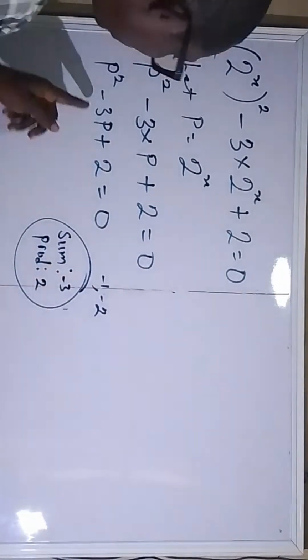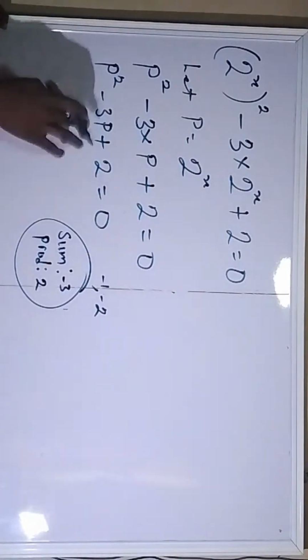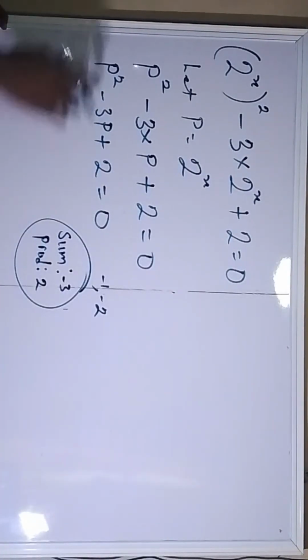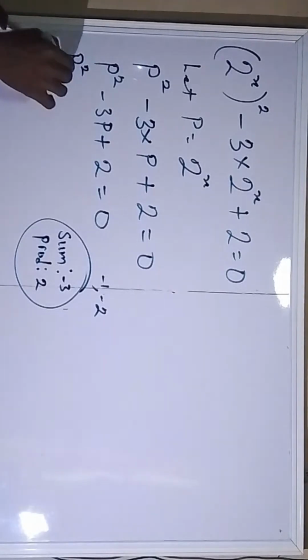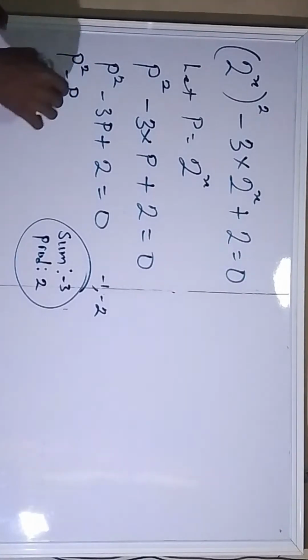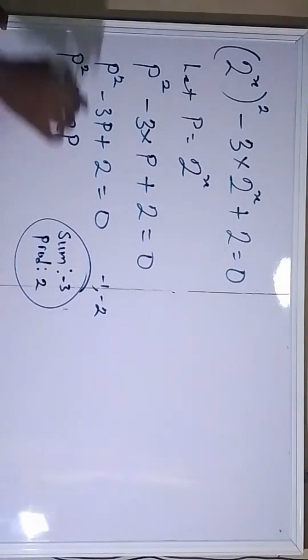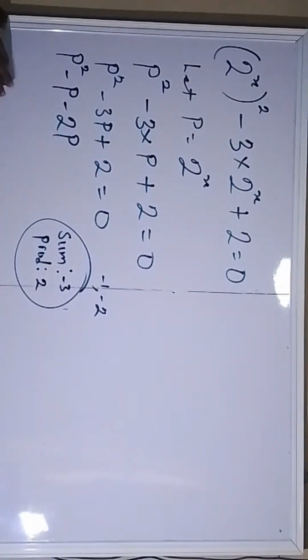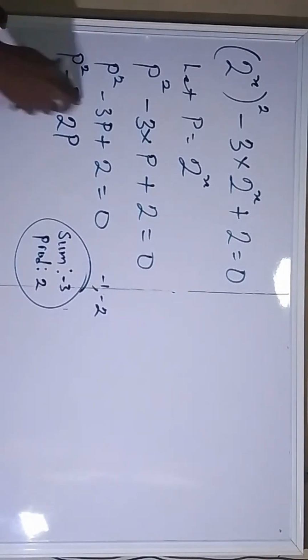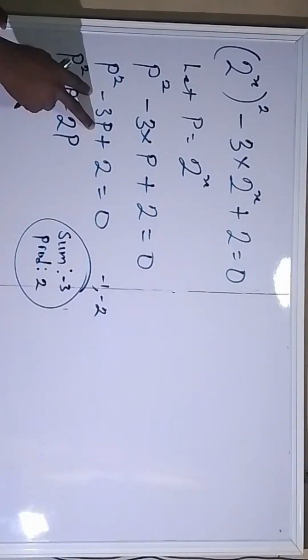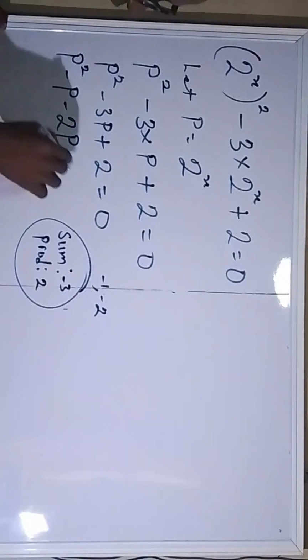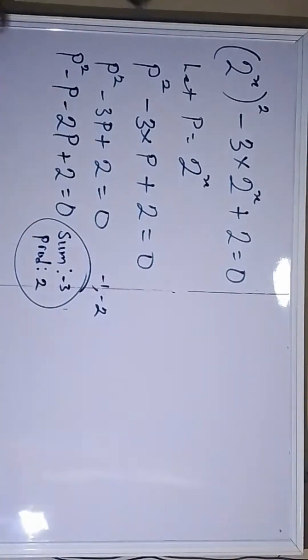Okay, so this middle minus 3p, we turn to minus 1p minus 2p. You get that now? Because when you add this together, it will give you this. So that's the only thing that is changing in this equation. So plus 2 equals to 0.